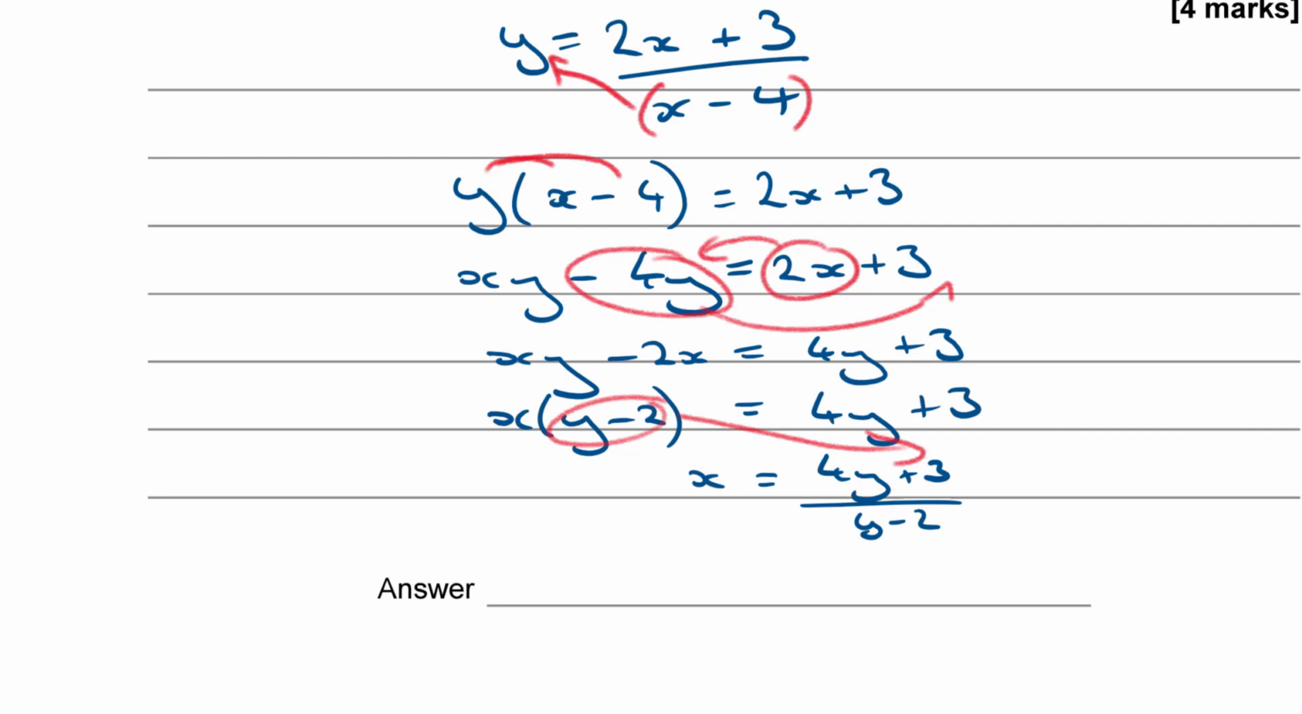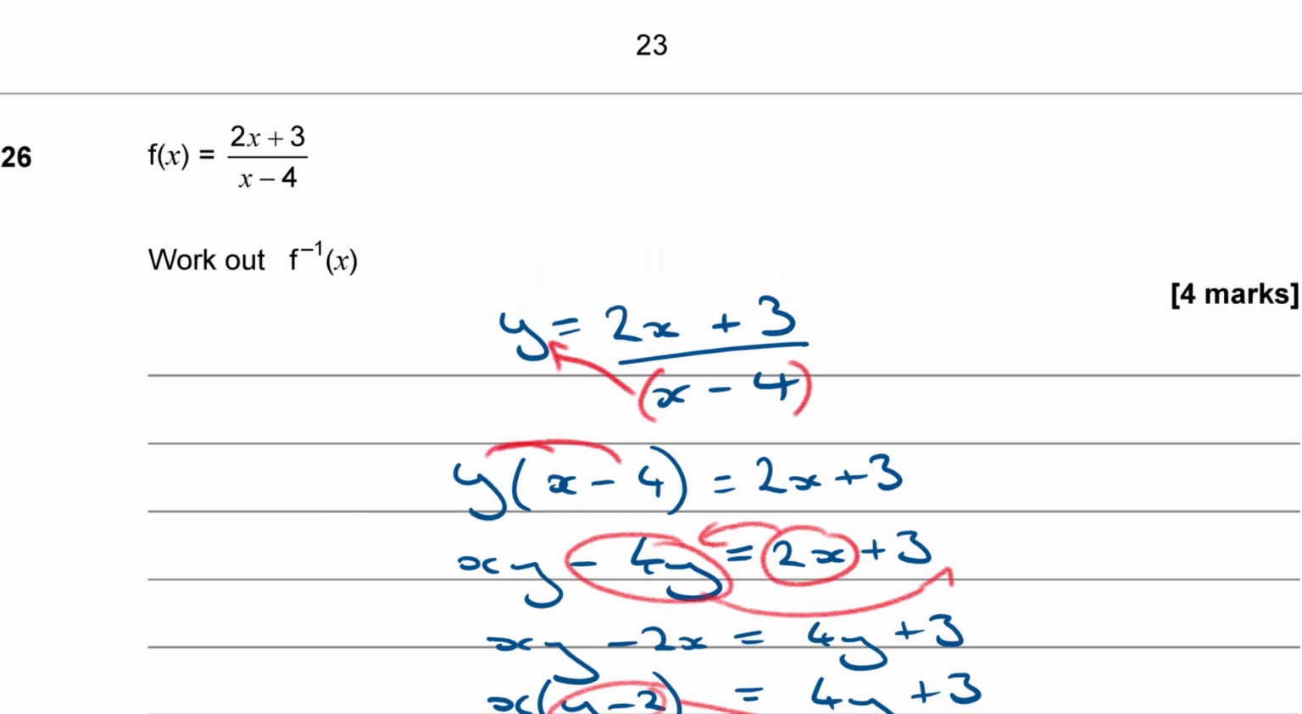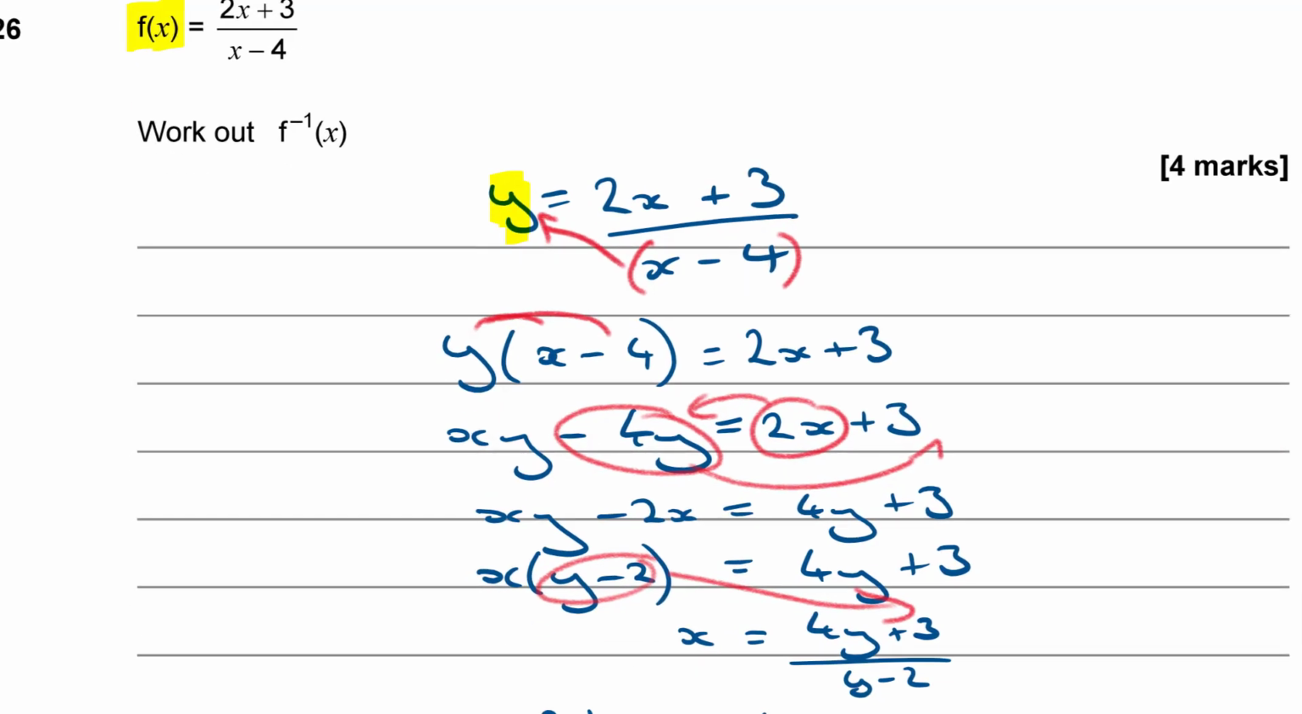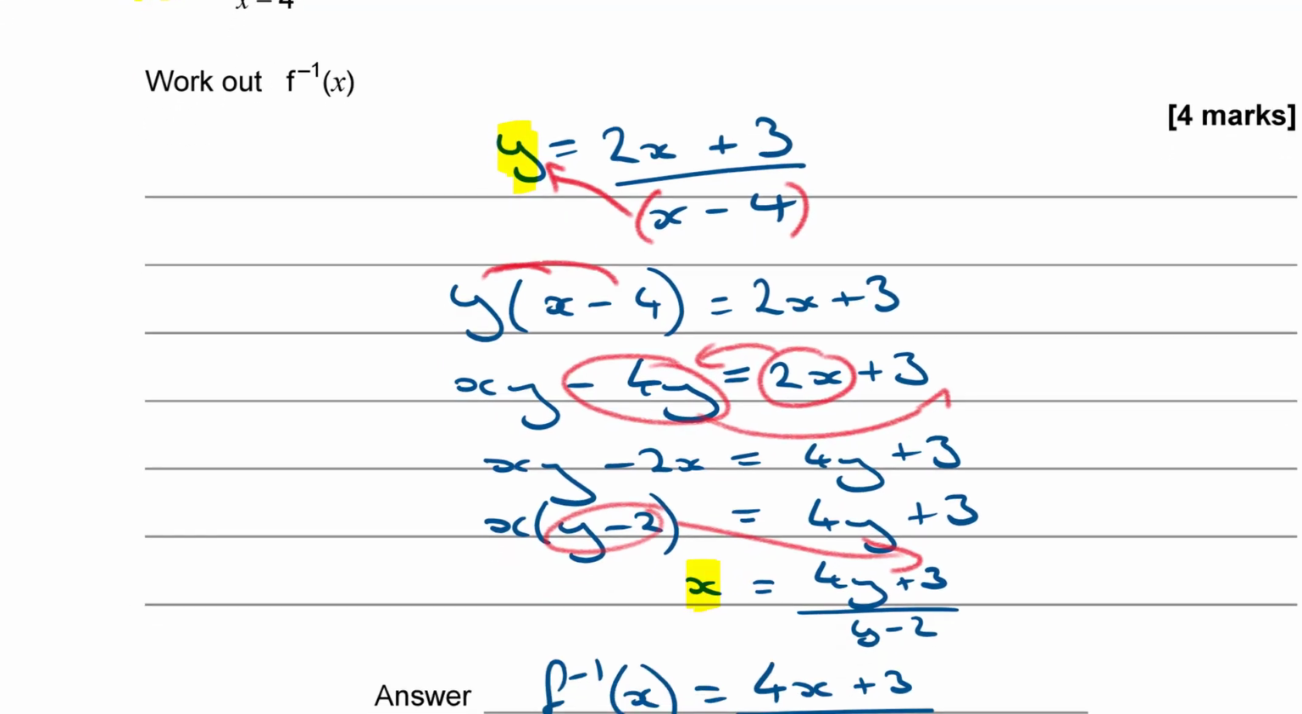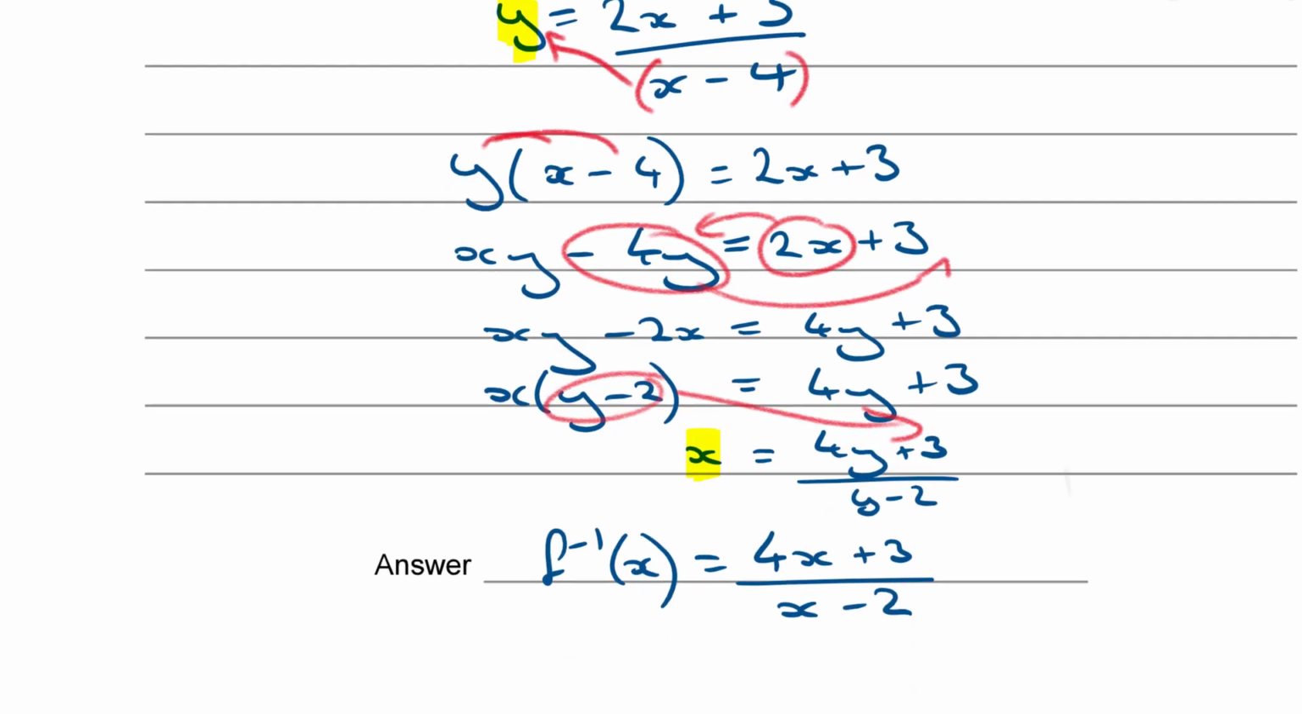I can just say that f to the minus 1 of x is equal to, I'm going to write the same expression down, but I'm going to switch the y's back into x's. So I'm going to say that 4x plus 3 over x minus 2 is my inverse function. So from the top then, I replaced f of x with y. So I had an equation in y. I then changed the subject from y to x, and then I replaced my y's back again with x's, and then that is your inverse function.